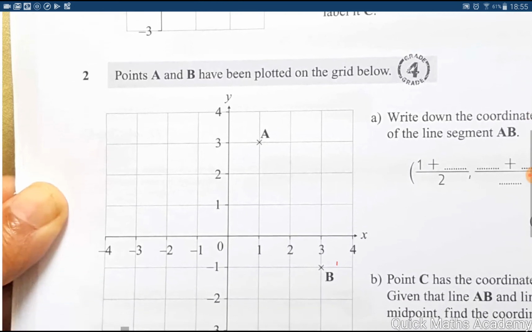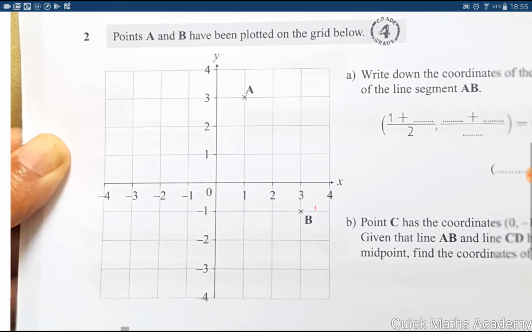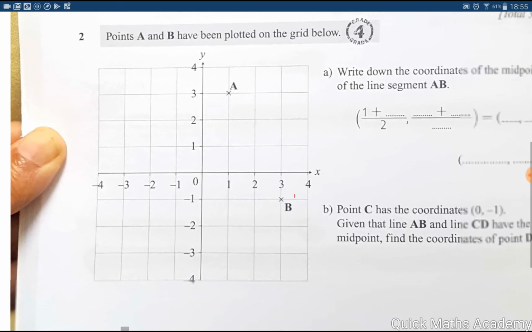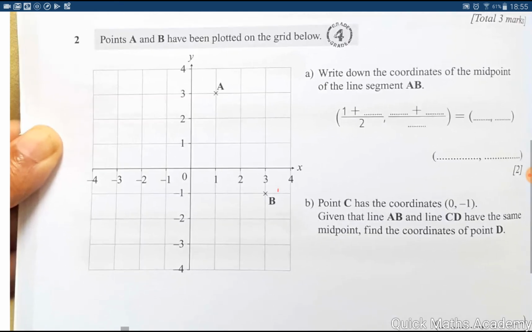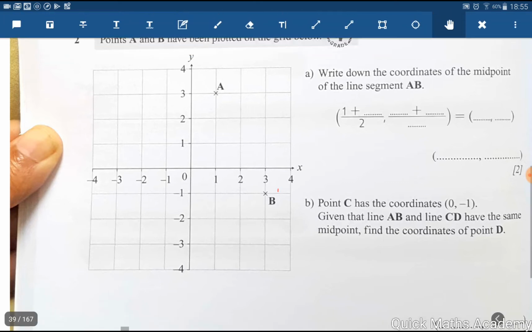Okay, number 2, points A and B have been plotted in the grid below. Write down the coordinates of the midpoint of the line segment AB. Okay, the midpoint. What is the midpoint? Let's first do this segment from A to B.